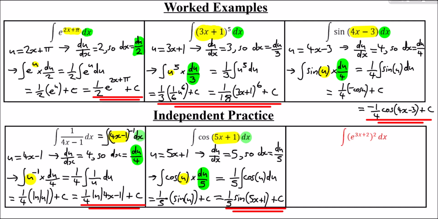Finally, this one, which looks probably nastier than what it actually is. So what we do here is we say u is 3x plus 2, and therefore differentiating u with respect to x, we get 3. So from that, we can hopefully see that dx is du over 3.